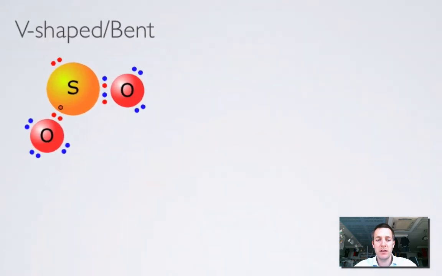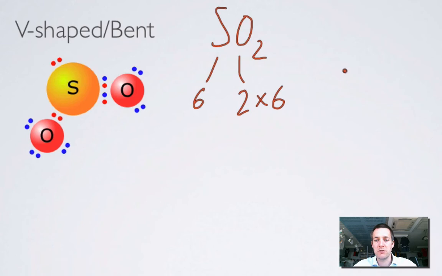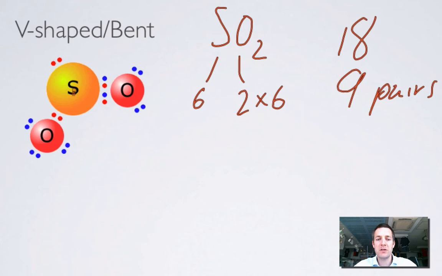Okay, let's move on to something called a nonlinear geometry, or alternatively known as V-shaped and bent. Now in this molecule here, we've got SO2. So SO2 is made of 3 atoms from group 6. So we've got a total of 18 valence electrons, or 9 pairs. Using our usual rules, we'll decide that we've got 1 single bond between a sulfur and an oxygen, a lone pair on the sulfur, and also a double bond between the sulfur and the oxygen.